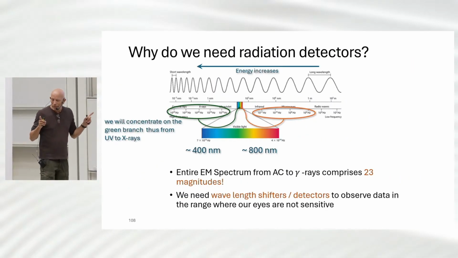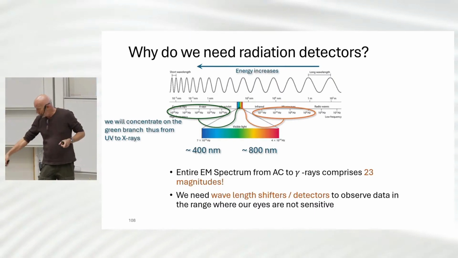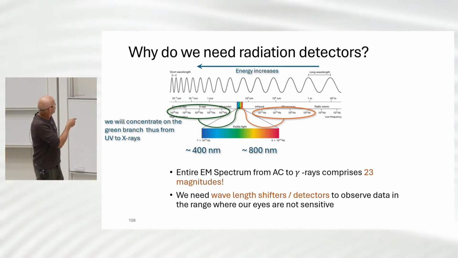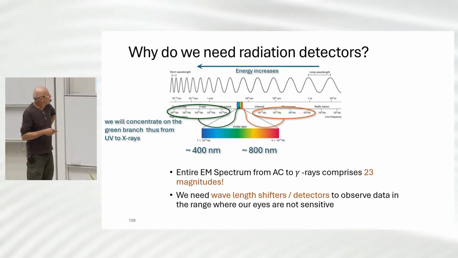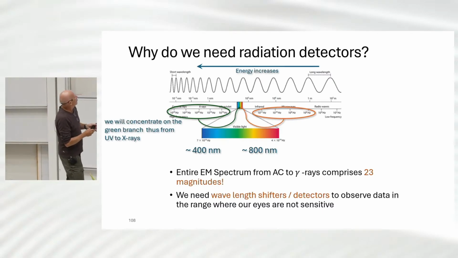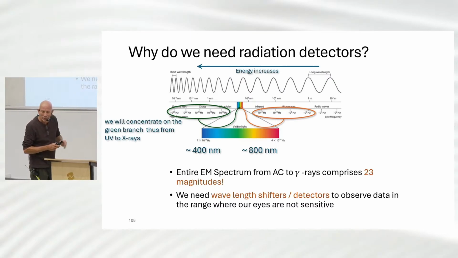Now the problem is the electromagnetic spectrum, from AC currents as we know it here from the AC power to high energy X-rays from cosmic X-ray sources, we have 23 orders of magnitude. The laser doesn't work anymore, I guess. Okay. But we see just that little tiny thing in there, from 400 to 800 nanometers.